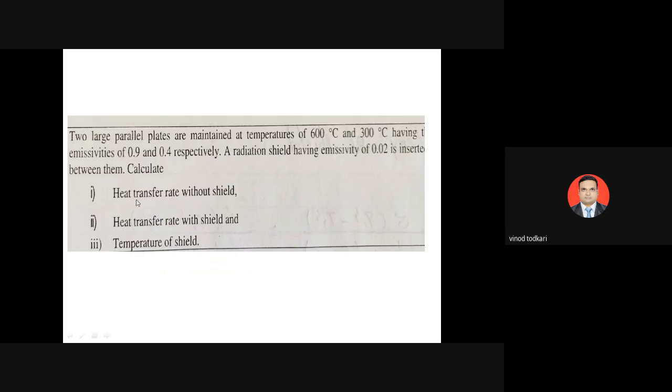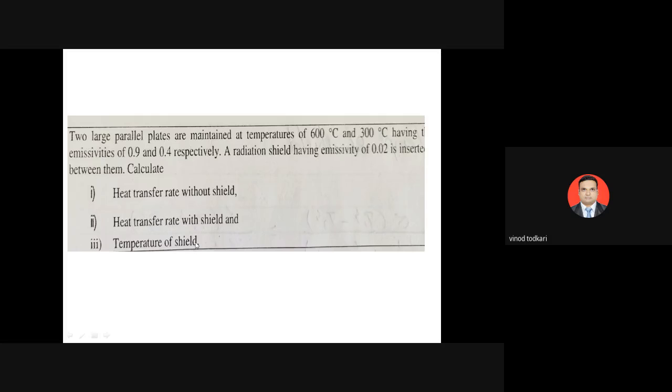What you are supposed to find? Calculate the heat transfer rate without shield. What will be the formula for heat transfer rate without shield? The formula will be QR upon A is equal to sigma into bracket T1 raised to 4 minus T2 raised to 4 divided by, in the first bracket, 1 upon epsilon 1 plus 1 upon epsilon 2 minus 1, plus in the second bracket 2 upon epsilon 3 minus 1, right? Now, what will be the heat transfer rate with shield? Whatever formula I have told just now, that is the heat transfer rate with shield, right? What formula will you apply for without shield? That second term will not be there.